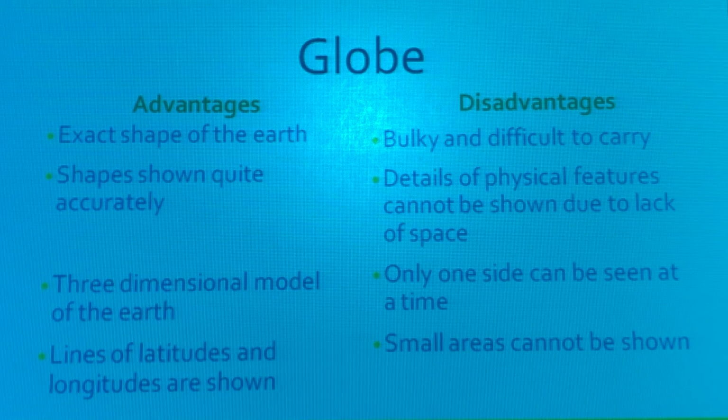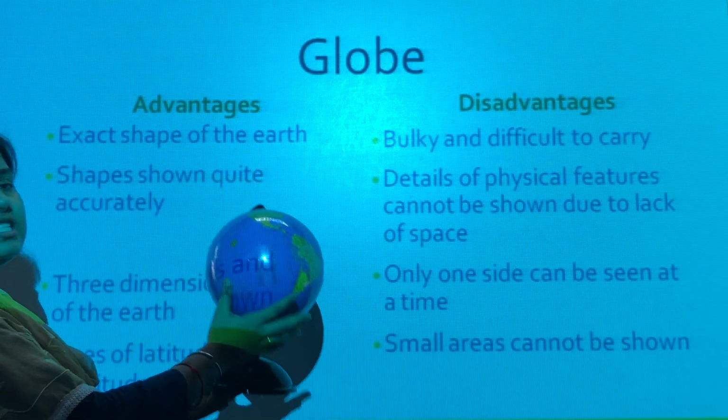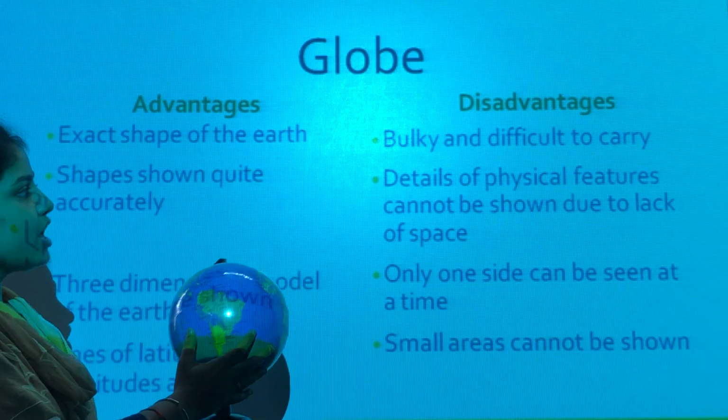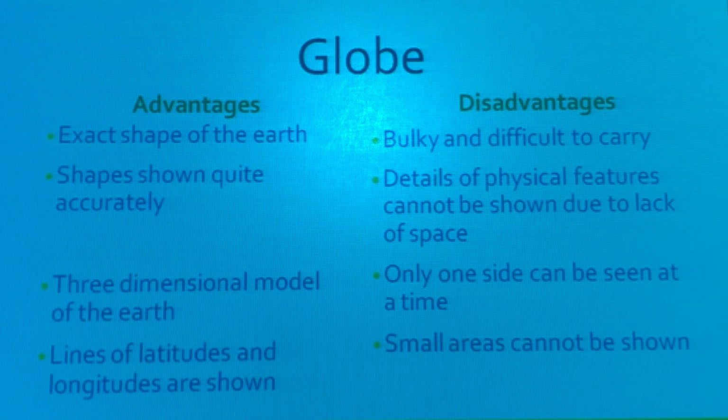It is three-dimensional, which means height, breadth and length. The lines of latitude and longitude are also shown on a globe. Now, disadvantages. It is bulky. The globe is bulky and difficult to carry. See, it is heavy in weight, so we cannot carry it everywhere. So it is bulky and difficult to carry.